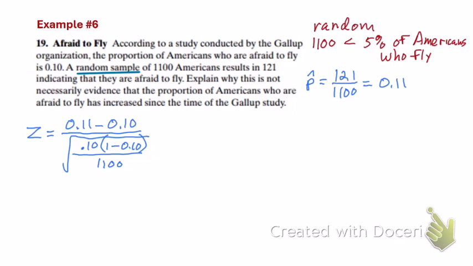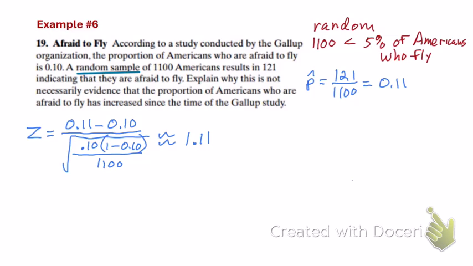Is this an indication that our proportion went up? Or is it enough evidence for that? I mean, it did go up for this one sample. But you got to get the idea in your head, maybe that one sample doesn't necessarily indicate that it went up. So what am I going to do? I'm going to get a z-score. And I'm getting this.